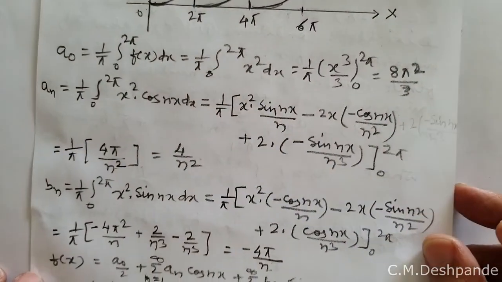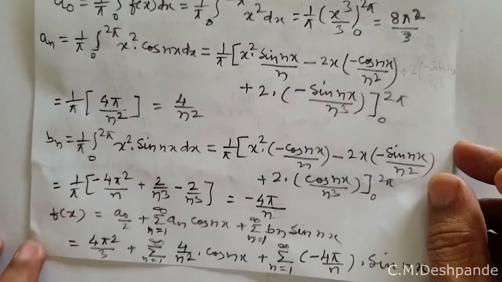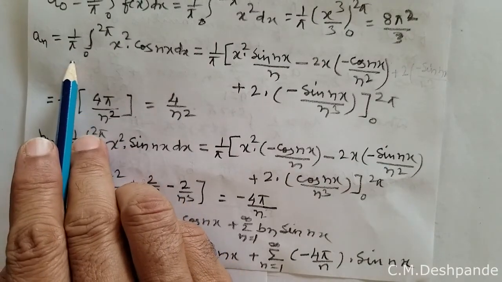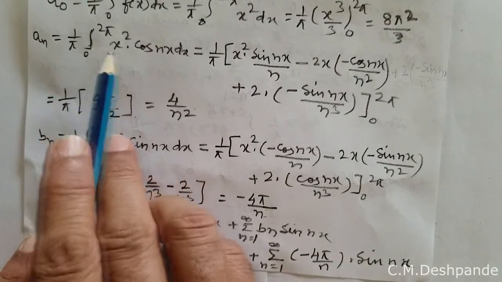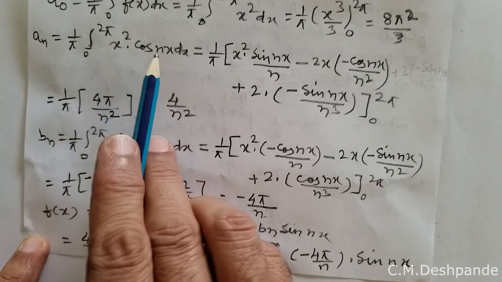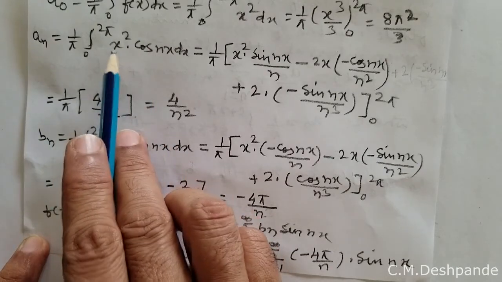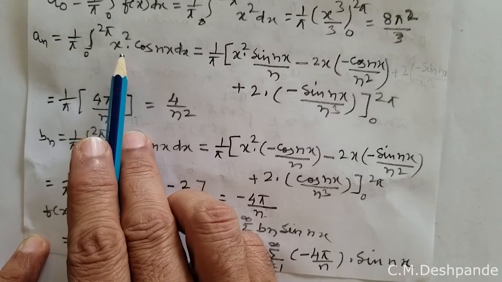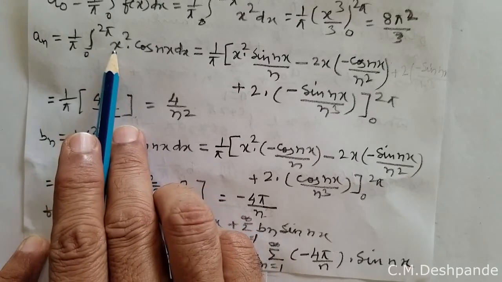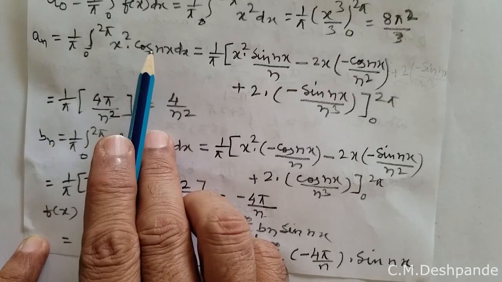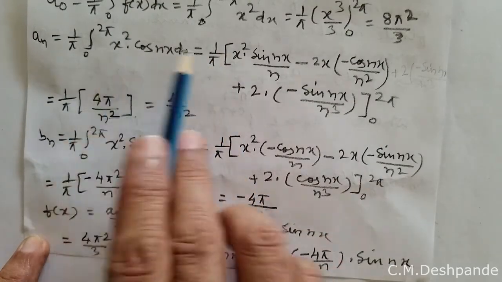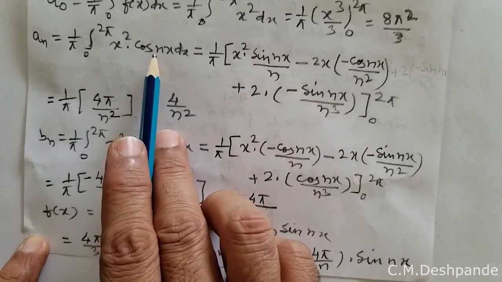Then to find the value of a suffix n. a suffix n is given by 1 by pi integration from 0 to 2 pi f of x into cos of nx. f of x is x square, and here we apply the generalized integration by parts formula. x square is the first function and cos of nx is the second function. Then 1 by pi, in bracket, first function as it is, integrate the second function.